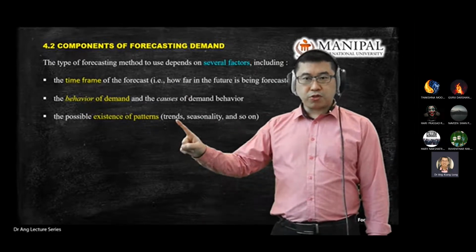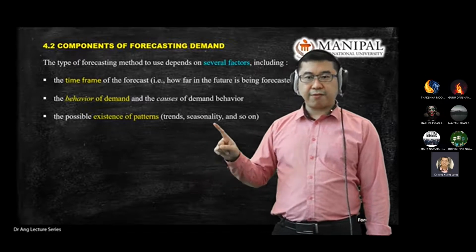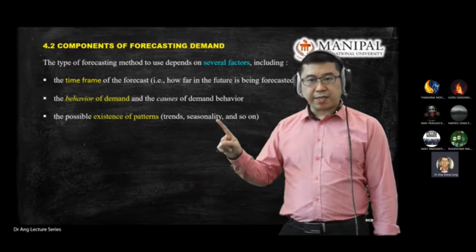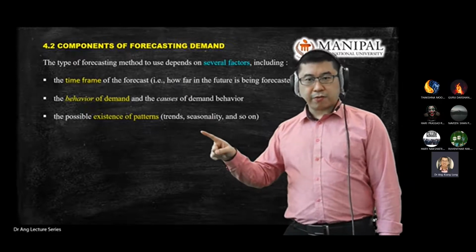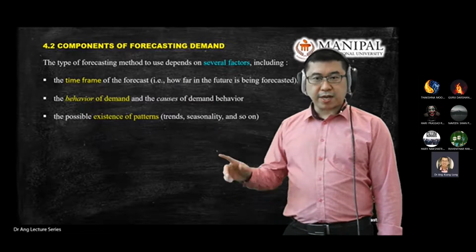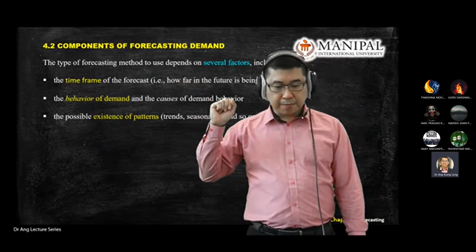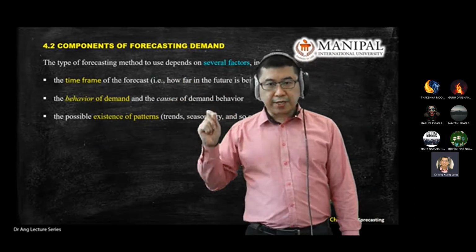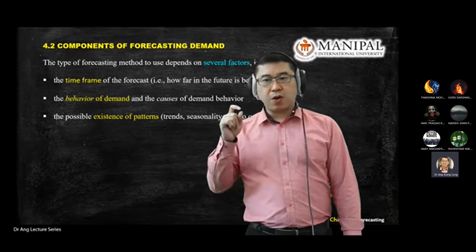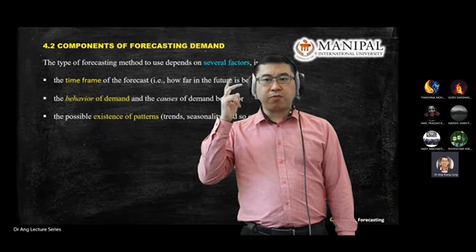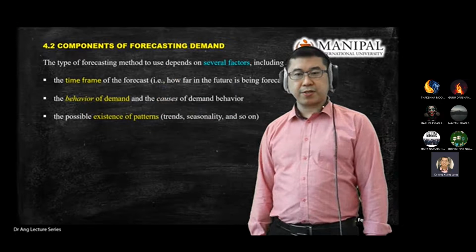So trend has its own equation to do forecasting. Seasonal also has one or two equations. I think it's one in my preparation, so I have seen one equation to do seasonal data. So these are the three main factors that determine which equation to use to solve that particular forecasting.